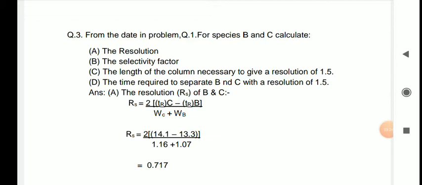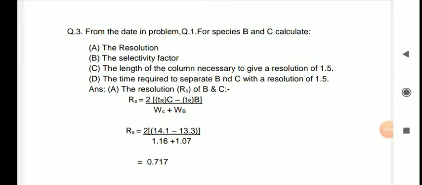The TRC value in the first problem we have seen is 14.1, and the TRB value is 13.3, and WC and WB are 1.16 and 1.07. So if you calculate this ratio, it comes out to be 0.717. So the resolution for B and C is 0.717, and now you know that the resolution is not so good, because a resolution of 1 or less gives quite a lot of overlap. So we'll see what happens.